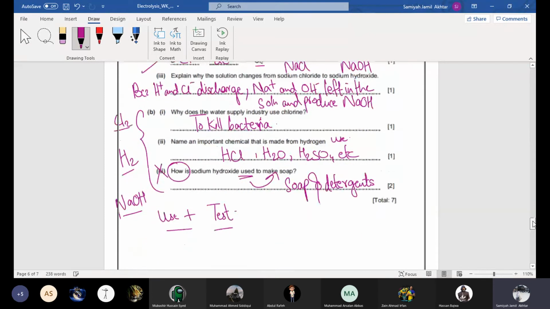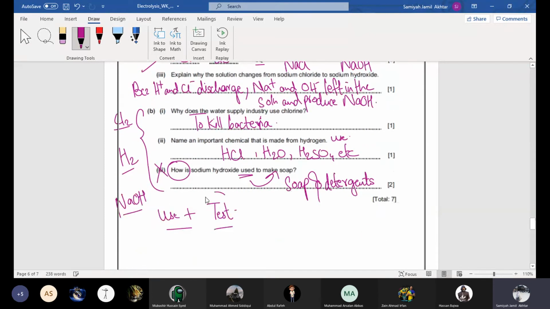Now, a use of them, and the test of them you should know also. For chlorine, it bleaches, that you know. The hydrogen test is a pop sound, a popping sound. Yeah, popping sound.